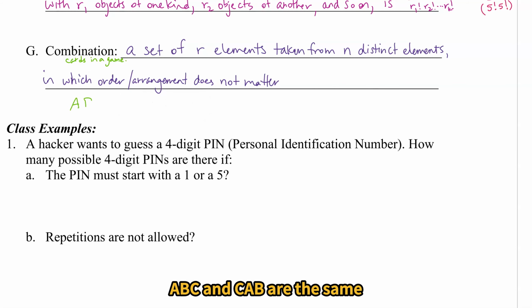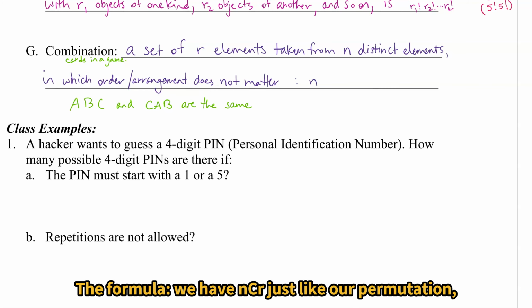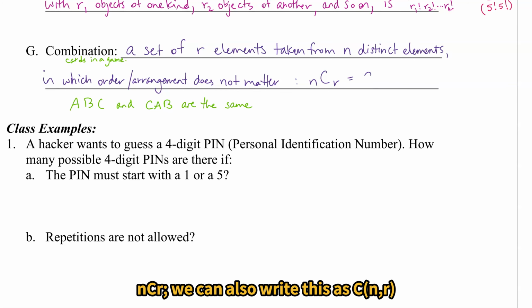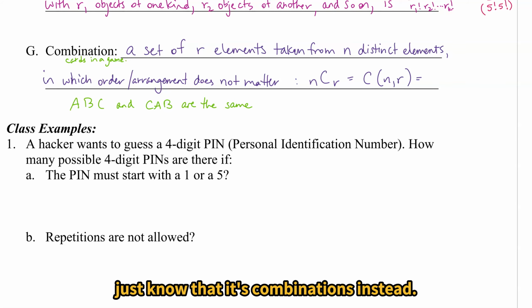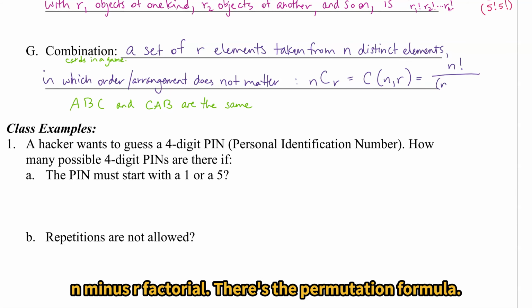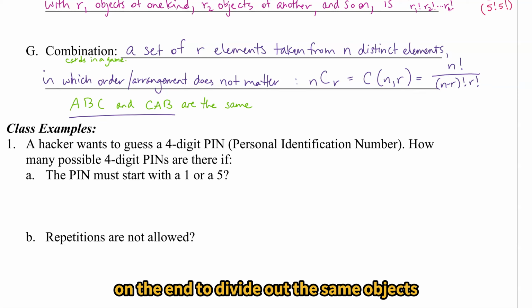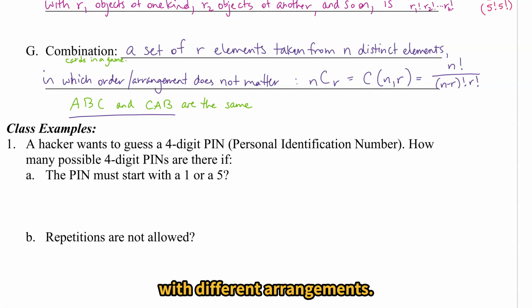So for a combination, A, B, C and C, A, B are the same because they're the same letters, just in a different arrangement. So the formula, we have nCr, just like our permutation nPr. We can also write this as C(n, r), just like our permutations. Just know that it's combinations instead. And we'll have n factorial divided by n minus r factorial. There's the permutation formula. And then we tack on this extra r factorial on the end to divide out the same objects with different arrangements.